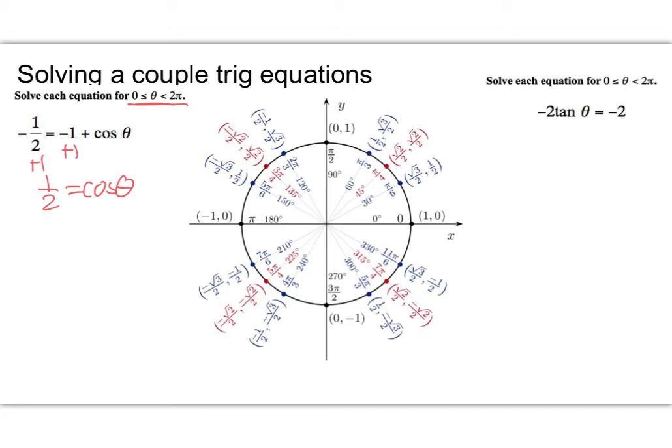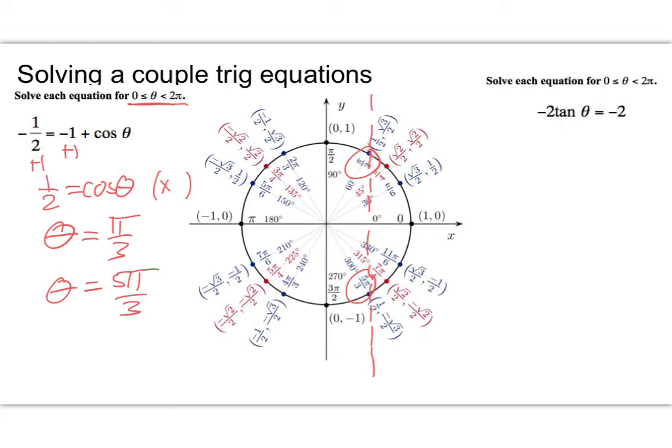I know cosine of theta is my x values, so I'm going to look for where x is 1/2. All right, so that's here. I'm just going to draw my vertical line just so I can see this visually. And I can see that I've got two locations between 0 and 2 pi. So theta equals pi over 3. And theta equals 5 pi over 3.